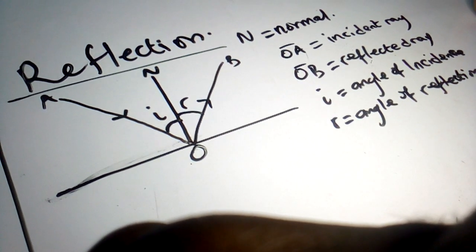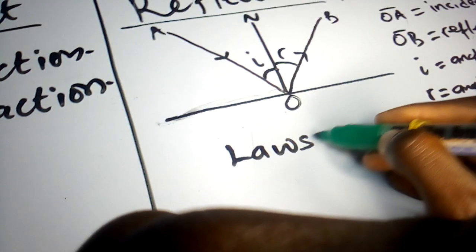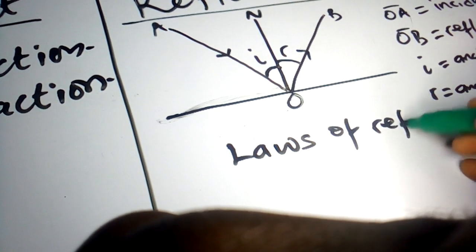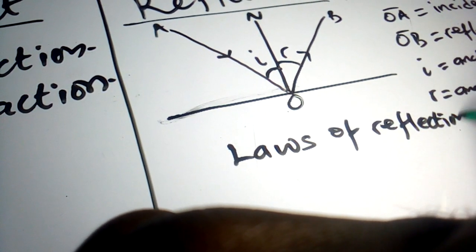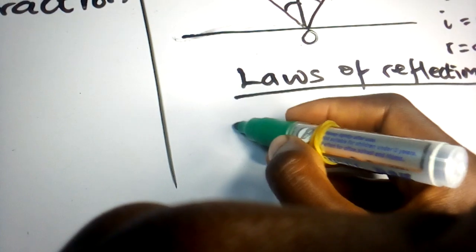So these are the properties you need to know. Then we have the laws of reflection. What are the laws of reflection? We have just two laws.